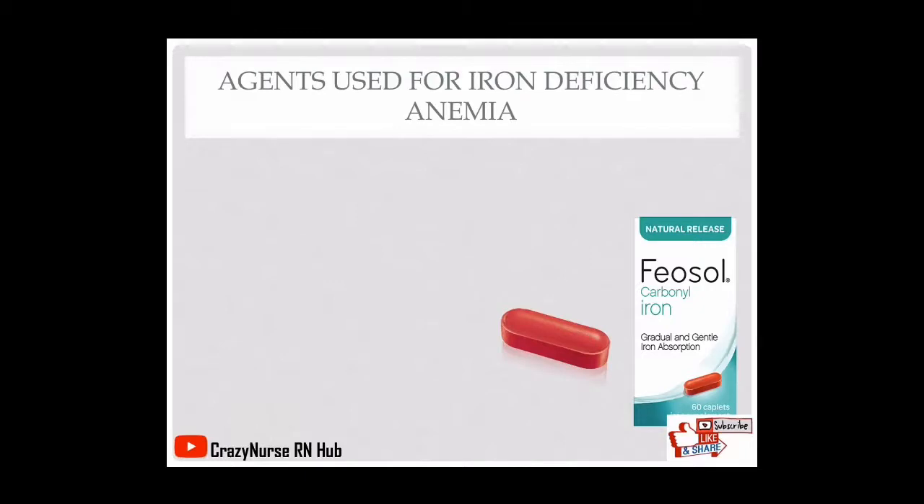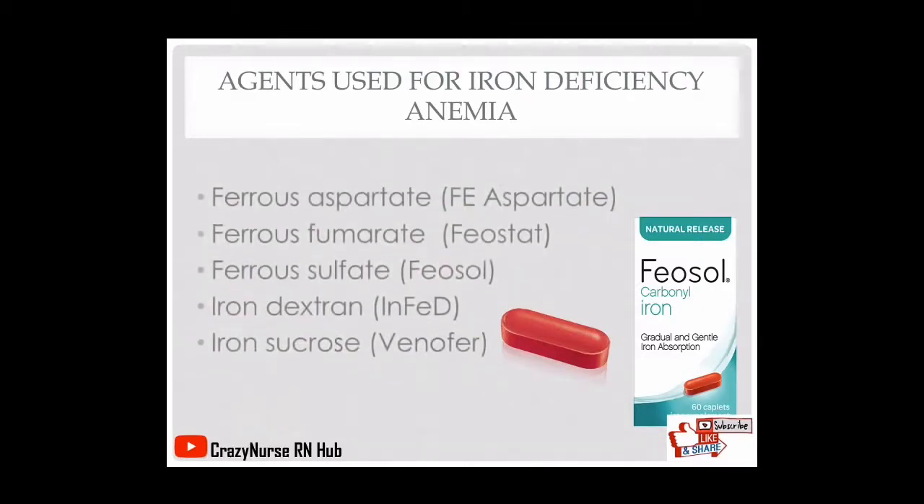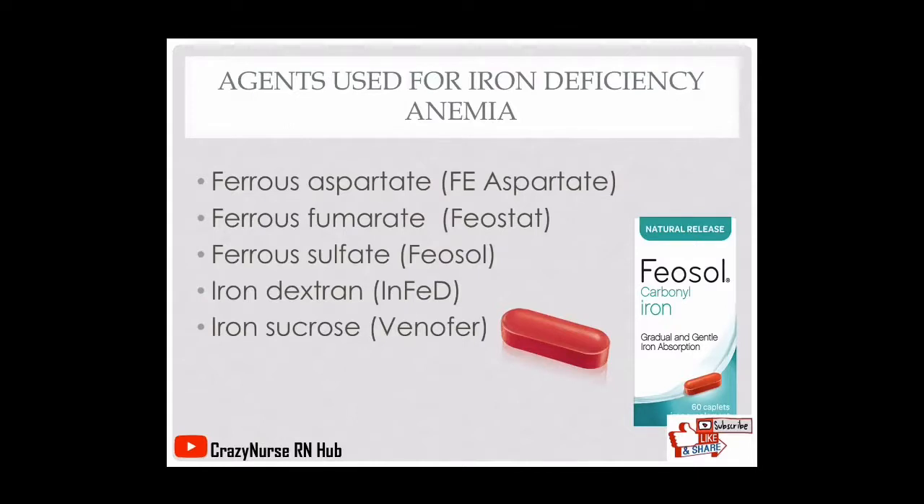We also have agents used for iron deficiency anemia. So examples are your ferrous aspartate, Fe aspartate, ferrous fumarate, Feostat. We also have ferrous sulfate, Feosol, iron dextran, INFeD, iron sucrose, Venofer. It's very easy to identify these medications because you would see the iron name on the drug name. Also, you could see the element name of iron, which is ferrous, on the drug name. So it's very easy to really identify these medications.